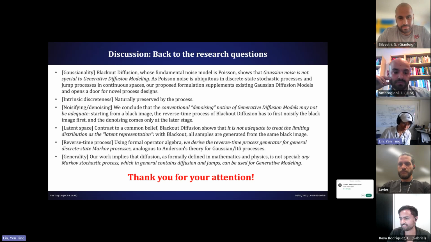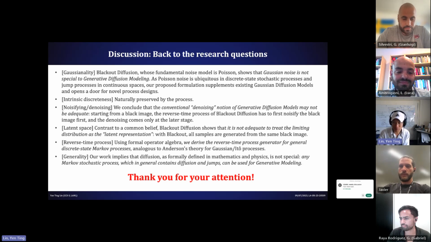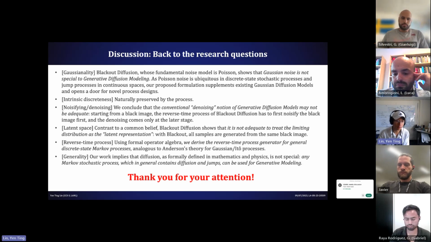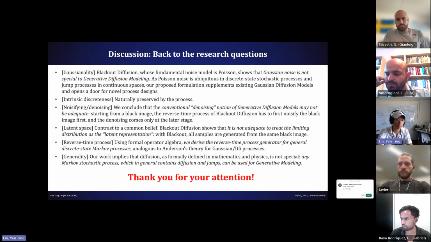Then the final 2 points: I hope I convinced you that there is a formal way that we derive a reverse time process generator, and the result is even physically intuitive. And it's somehow analogous to Anderson's theory for Gaussian diffusion processes. Now, the generality here is really where we think there might be potential. It implies that formally, you can write down any Markov process, stochastic process. It can be drift, it can be jump, and there are plenty of types.